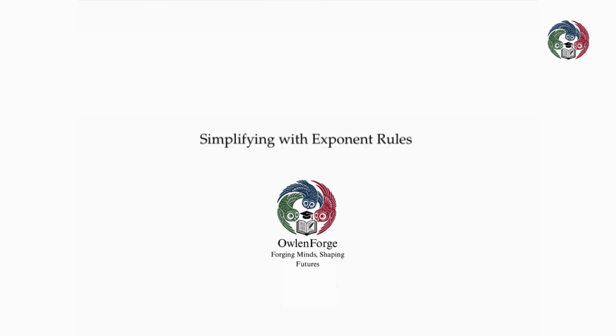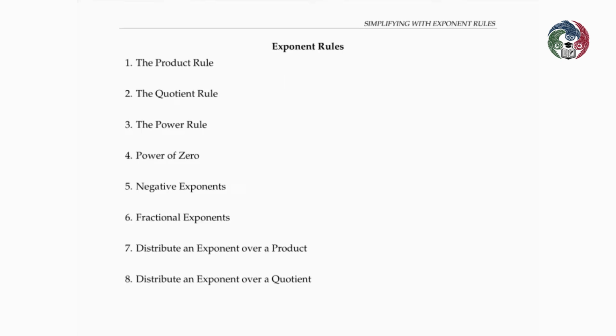In this video, I'll work out some examples of simplifying expressions using exponent rules. I'll start by reviewing the exponent rules. The product rule says that when you multiply two expressions with the same base, you add the exponents. The quotient rule says that when you divide two expressions with the same base, you subtract the exponents. The power rule says that when you take a power to a power, you multiply the exponents.